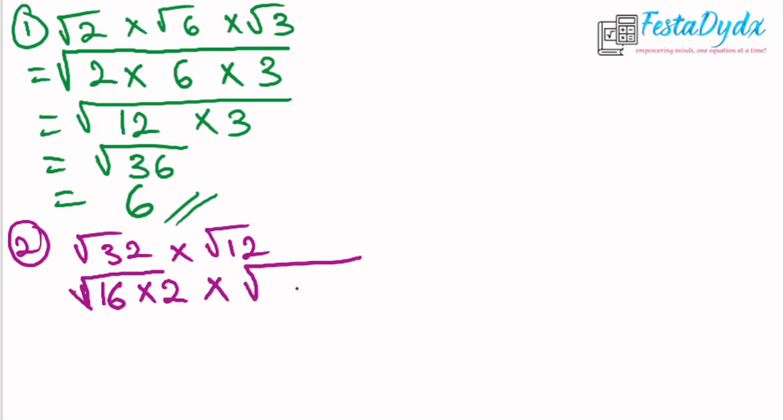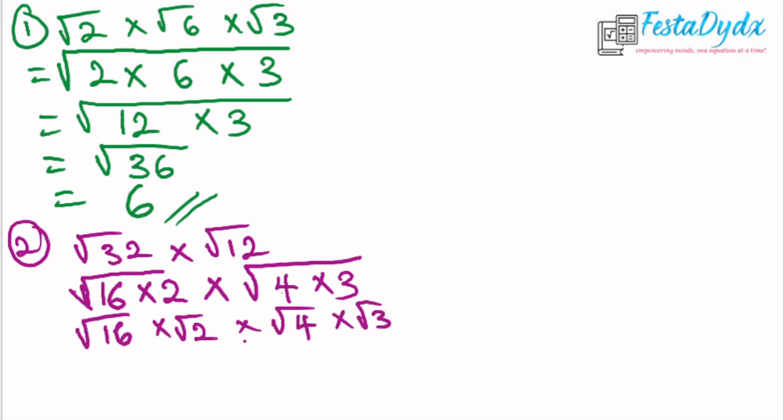The factors of 12 are 4 times 3. 4 is a perfect square and 3 is a simple number. So now we'll have to split this. We'll have root 16 times root 2, and then here root 4 times root 3. Root 16 gives us 4. That's the square root of 16 gives us 4.